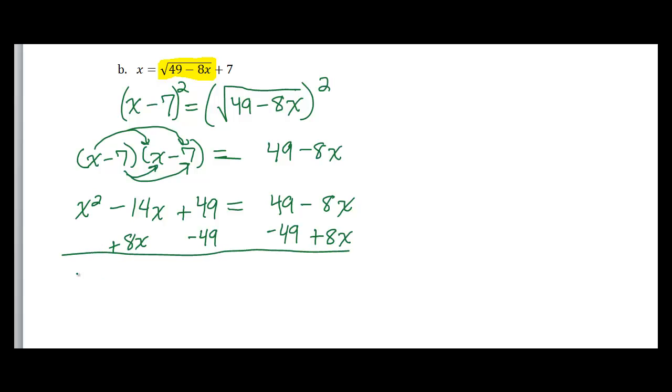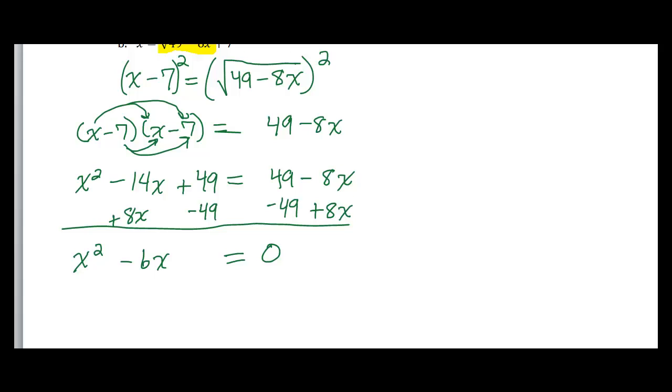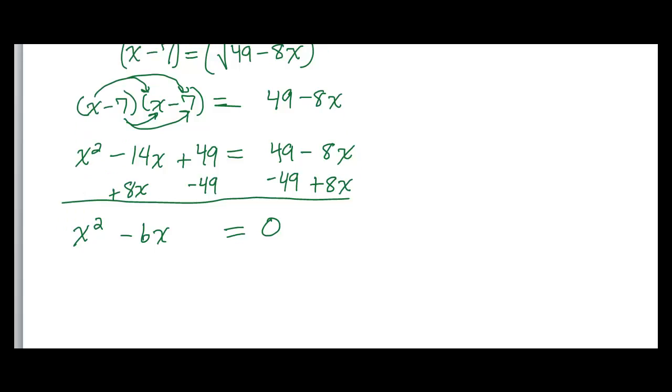Remember, with a quadratic equation, we expect to have 2 solutions. Negative 14x plus 8x is negative 6x. Those 49's cancel, and everything on the right-hand side cancels to 0. So I get x squared minus 6x equals 0. Of course, we can factor. The first step in factoring is to factor out your GCF. My GCF here is x. After I factor out x, I'm left with x times x minus 6 equals 0.